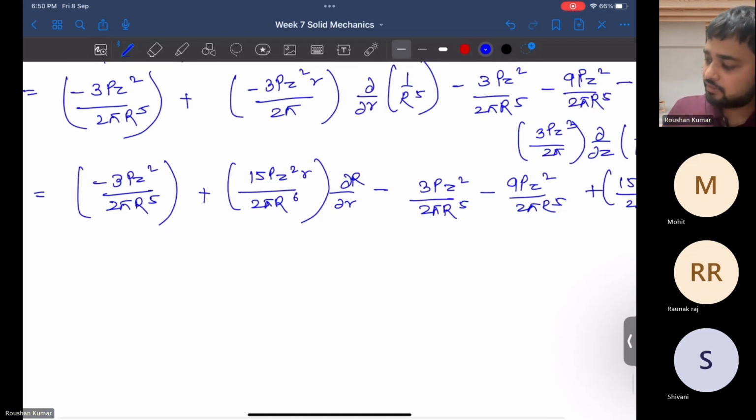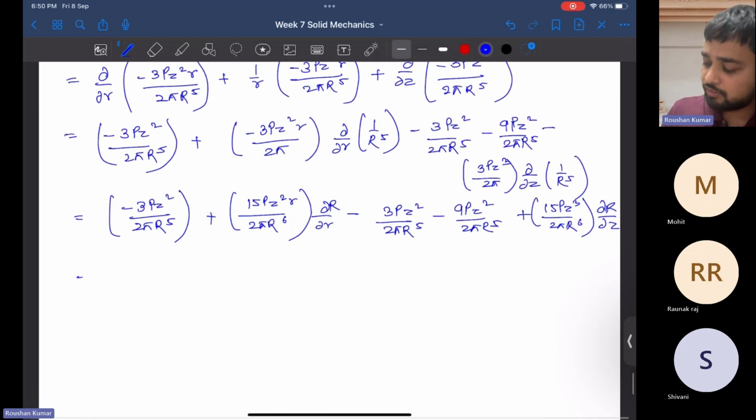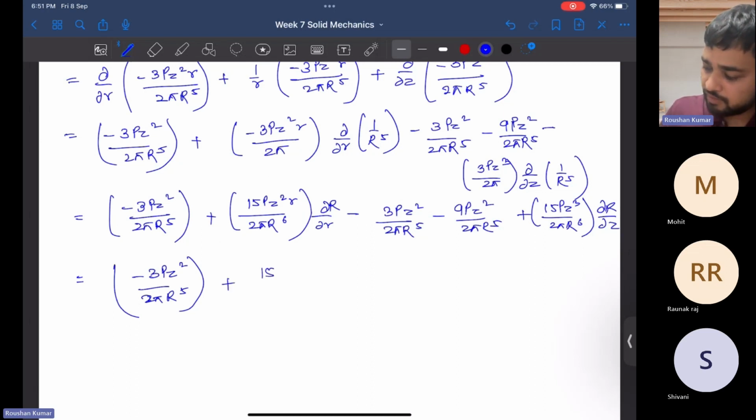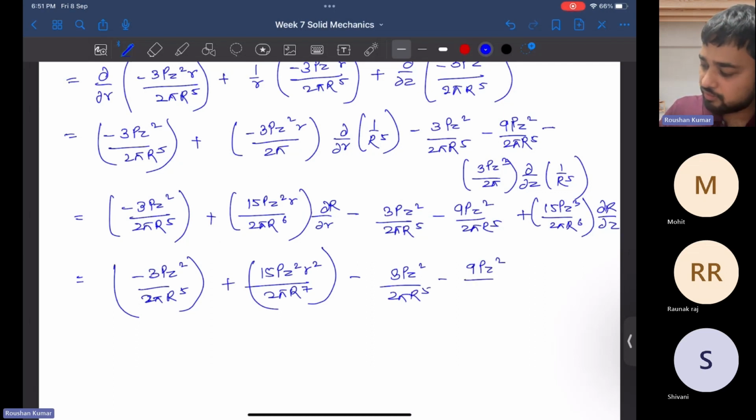Now we are summing the expression which has common terms. Minus 3p z square upon 2 pi r to the power 5, and what is del r by del r? Del r by del r is actually r by r, so 1. Then plus 15p z square r square upon 2 pi r to the power 7 minus 3p z square upon 2 pi r to the power 5 minus 9p z square upon 2 pi r to the power 5 plus 15p z to the power 4 upon 2 pi r to the power 7. So this is the final expression that we will get.